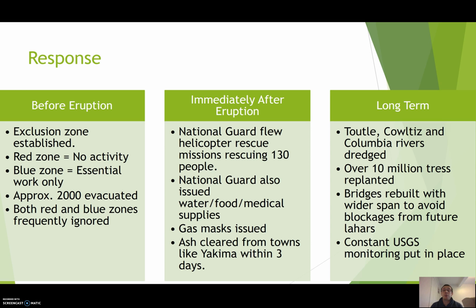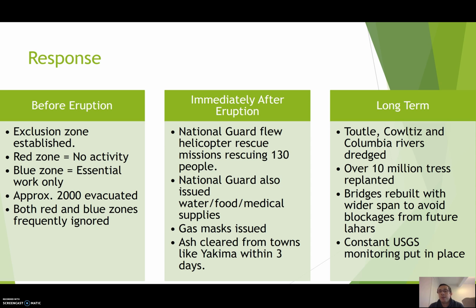Now, immediately after the eruption, the National Guard were drafted in. They flew helicopter rescue missions. They got people out. They also issued emergency supplies, food, water, medicine, etc. Gas masks to help people with inhaling the ash and some of the poison gases that volcanoes can emit. And actual physical help, shoveling up ash. It is a huge issue. Roads get closed because of the volume of ash that falls on them.